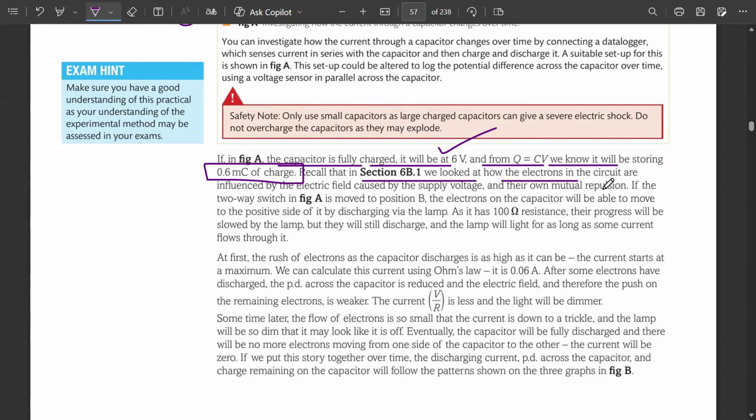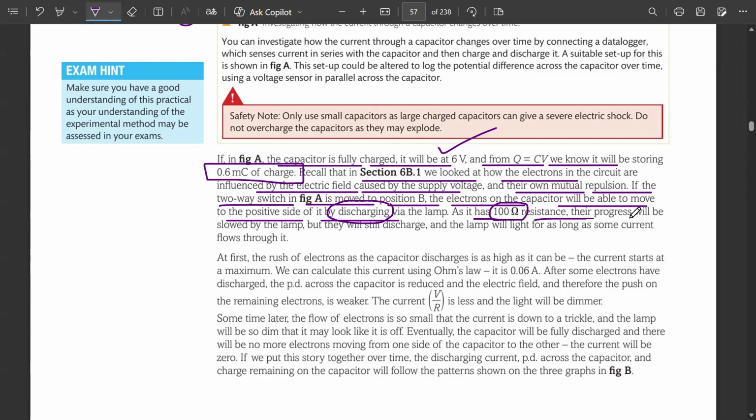We looked at previously as well how the electrons in the circuit are influenced by the electric field caused by the supply voltage and their own mutual repulsion. If the two-way switch in figure A is moved to position B, electrons on the capacitor will be able to move to the positive side of it by discharging via the lamp. As it has a 100 ohm resistance, their progress will be slowed by the lamp, but they will still discharge. And the lamp will light on as long as some current flows through it.